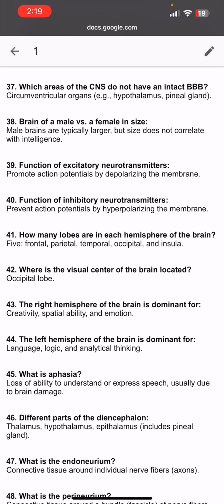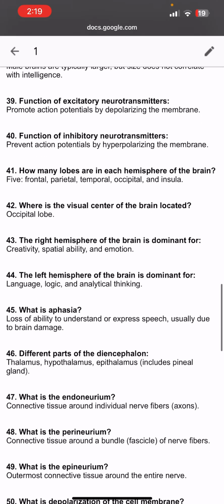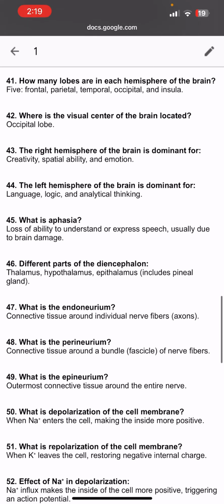How many lobes are in each hemisphere of the brain? There are 5: frontal, parietal, temporal, occipital, and insula. Where is the visual center of the brain located? Occipital. The right hemisphere of the brain is dominant for creativity, spatial ability, and emotion. The left hemisphere is for language, logic, and analytical thinking.